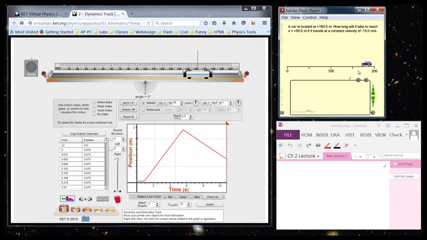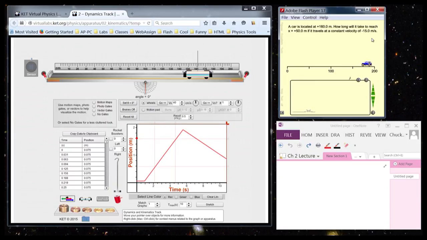This is actually quite a simple problem. A car is located at x equals 160. Where the car actually is on our track is where the mast is. I didn't do a very good job of saying exactly where the car is. You'd normally say it's where one of the wheels is, or the front of it, or the middle of it, because the car is kind of spread out in space. The car is located at 160. How long will it take it to reach a position of plus 150 if it's going at minus 15 meters per second?